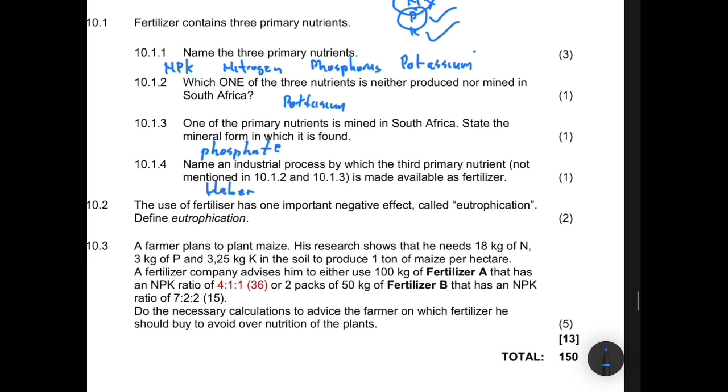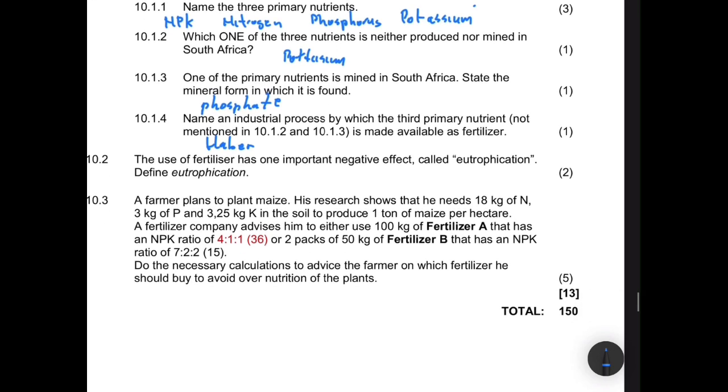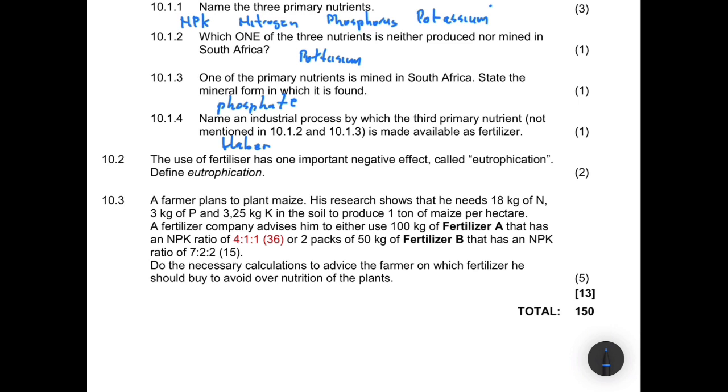And then 10.2 says the use of fertilizer has one important negative effect called eutrophication. Define eutrophication. This is more of a life science term, right? It says that it is the process by which an ecosystem, which can be a river, a dam, and so on, becomes enriched with inorganic nutrients, especially phosphorus and nitrogen, resulting in excessive plant growth, right?